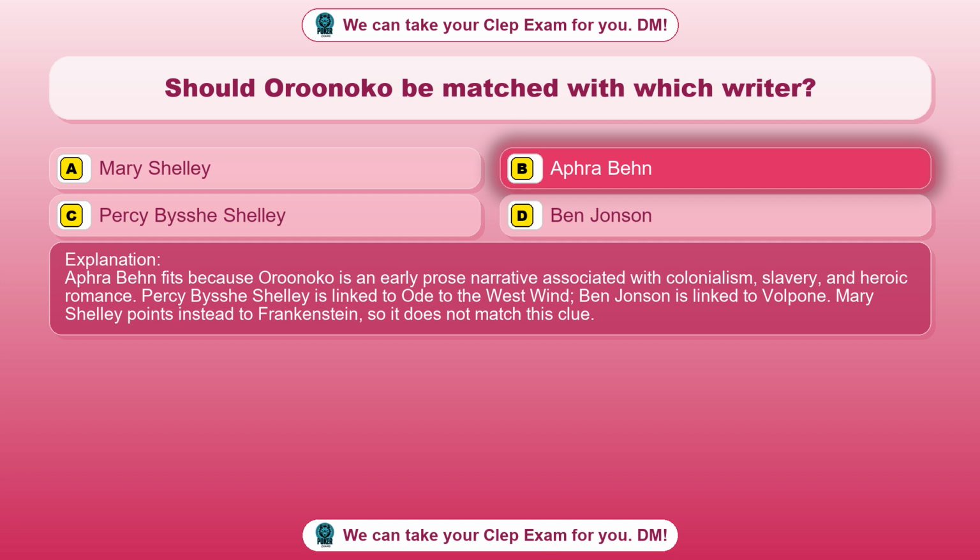Percy Bysshe Shelley is linked to Ode to the West Wind. Ben Jonson is linked to Volpone. Mary Shelley points instead to Frankenstein, so it does not match this clue.